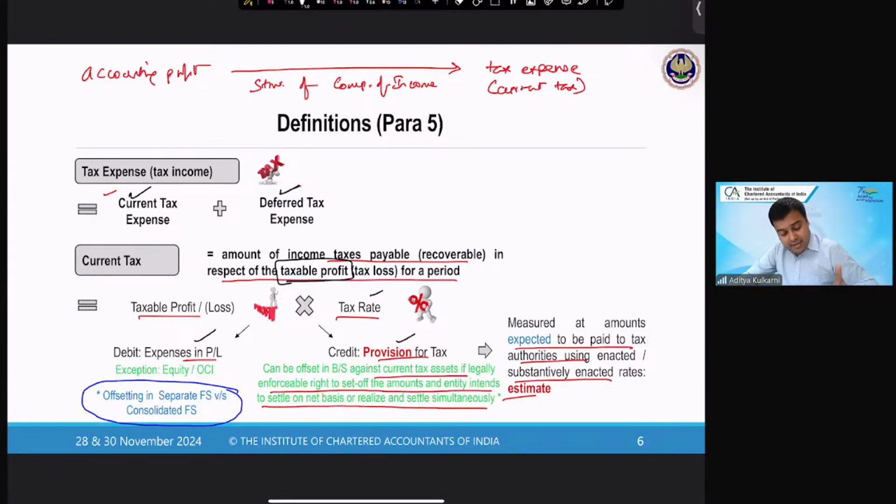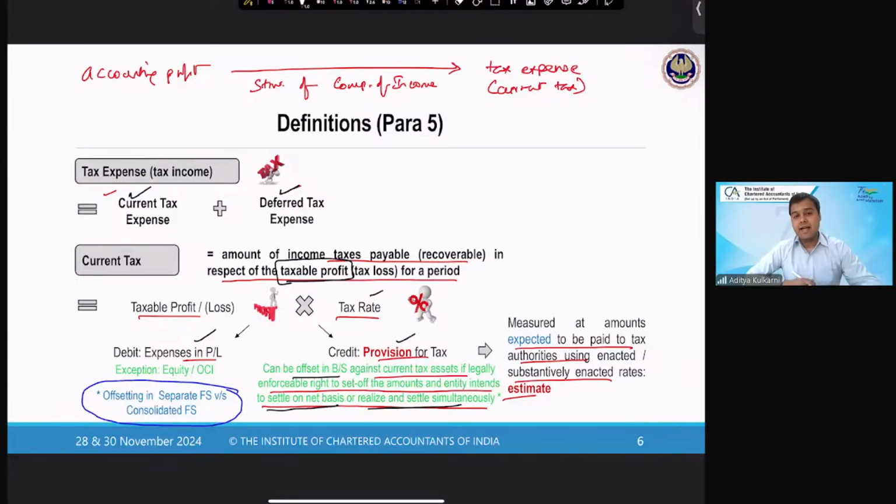Now, when they are sitting as an asset for the particular year, and at the same time, I have a provision for tax sitting as a liability, the standard says you can offset the asset and the liability provided there is a legally enforceable right to set off the amounts and the entity intends to settle on a net basis or realize and settle simultaneously.